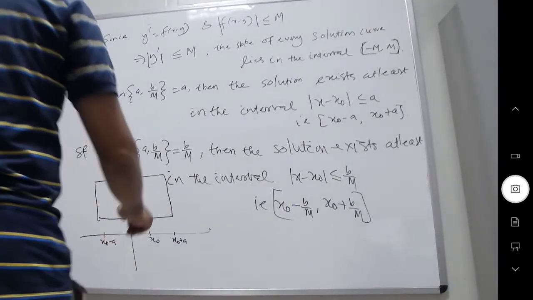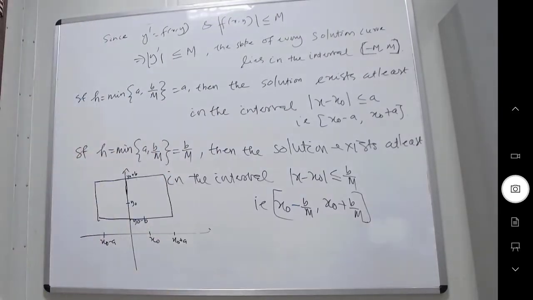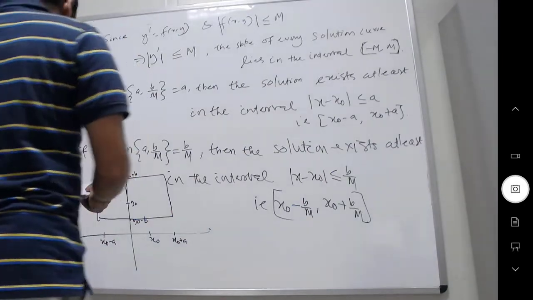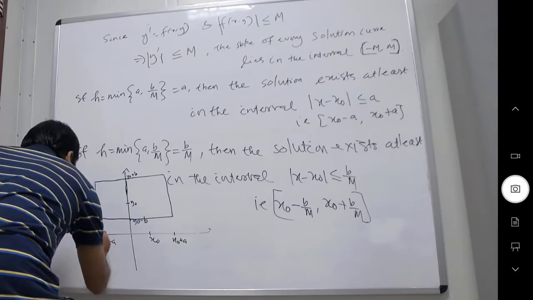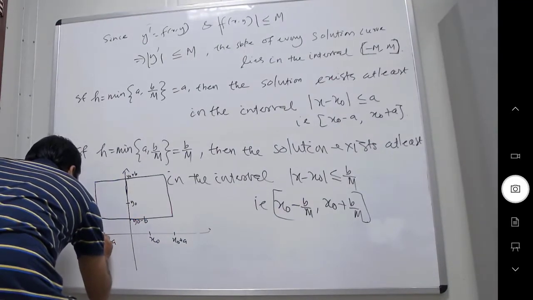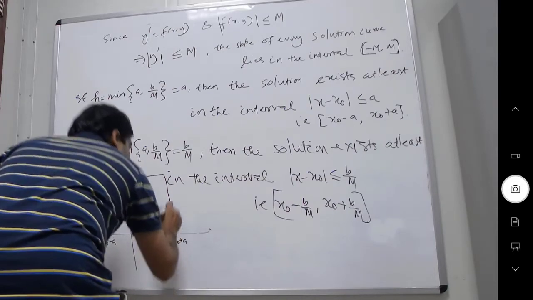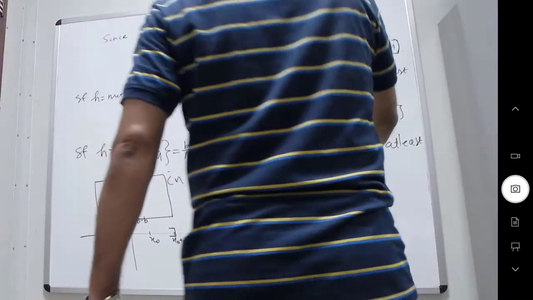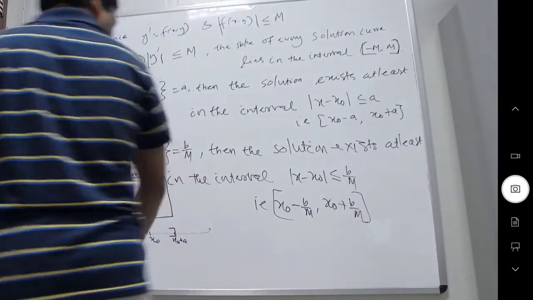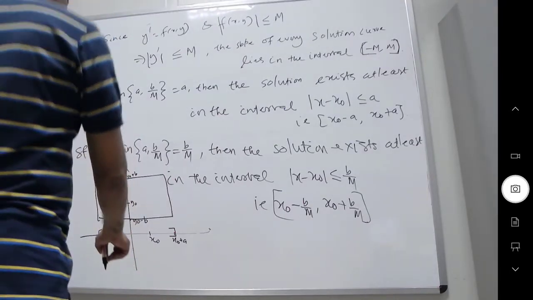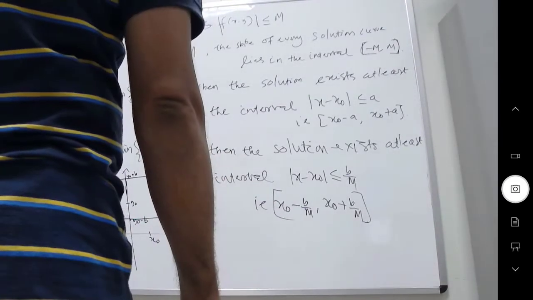Okay, so this is x naught plus a, y naught plus b. This is x naught minus a and y naught plus b, right? Now, when you have this condition, the root lies in this interval. If it is other than that, then you have to look where it is. It will be somewhere else inside of this x naught minus b1, x naught plus b1.